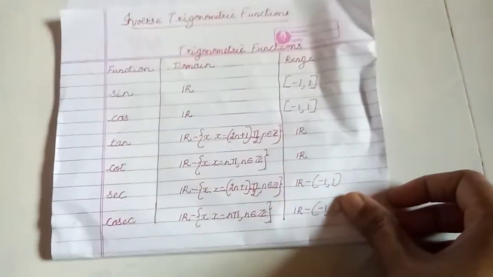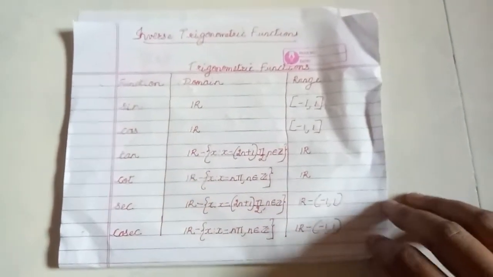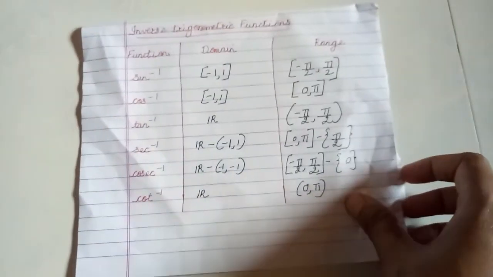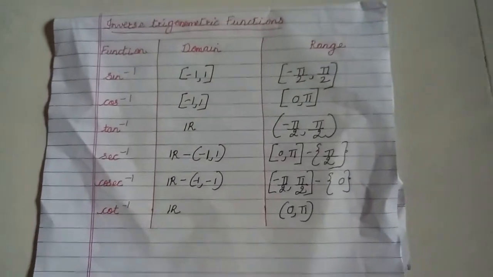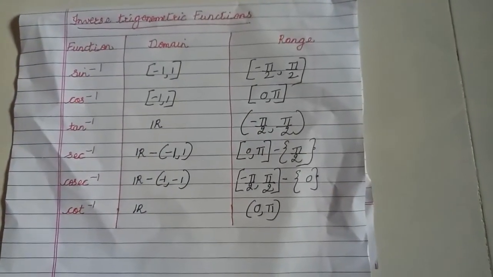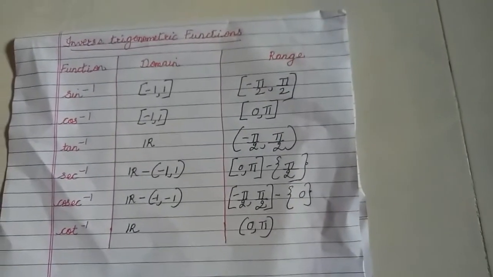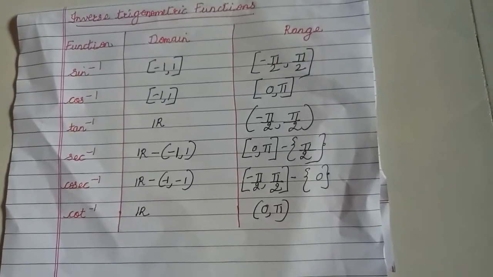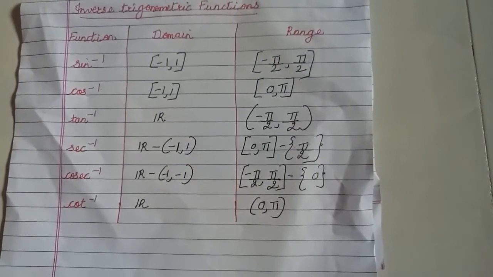If you want, you can make a table for trigonometric functions also. But you give preference to inverse trigonometric functions, because in the exams you get questions of the type where you are going to find the values for inverse trigonometric functions. The range is also called the principal value branch.